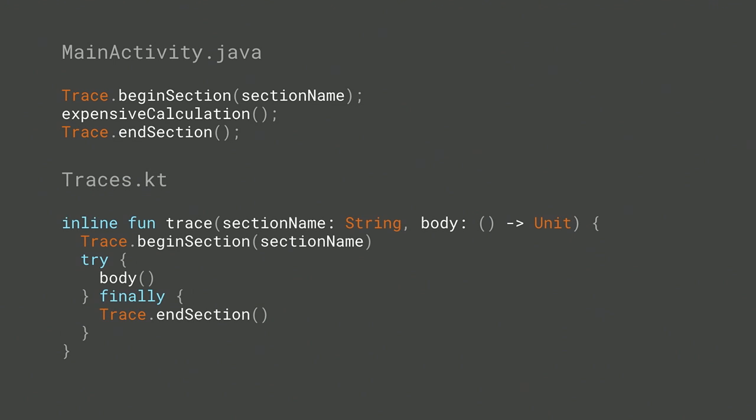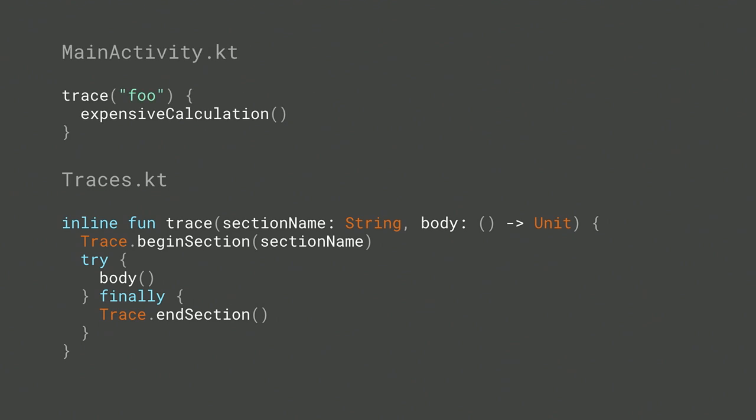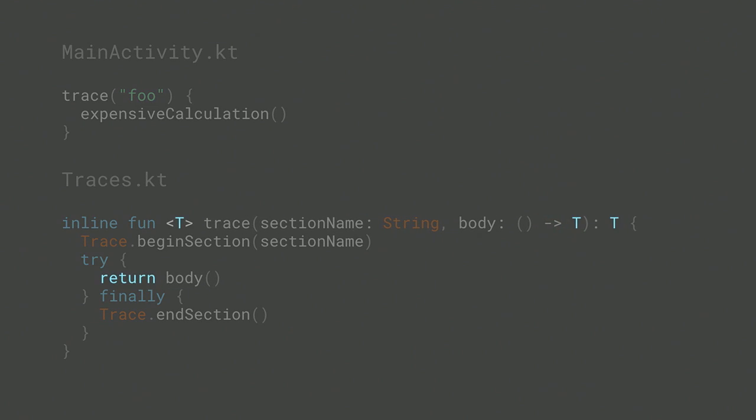We can encapsulate that code inside of an inline function. This will perform the begin and end, and then it will execute our lambda in the middle. But as an inline function, we don't pay the cost of allocating anything. And so now our call site just becomes trace with the tag, and then whatever's in the body is automatically wrapped in begin and end. Another nice thing is that you can actually return from these functions. And so if you're computing something, we don't lose the ability to capture the return value.